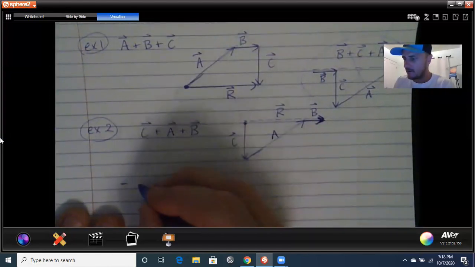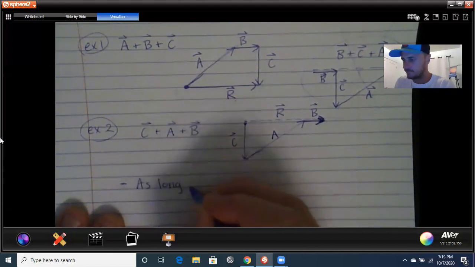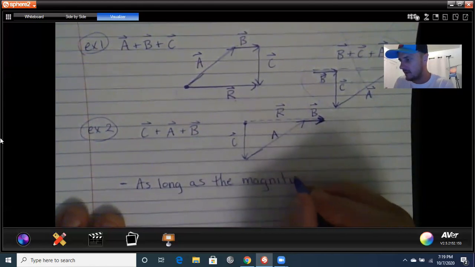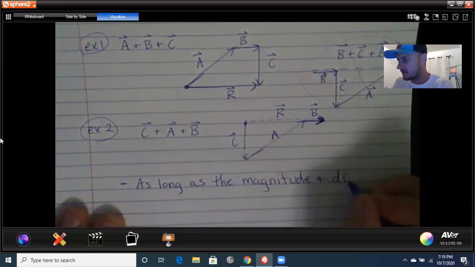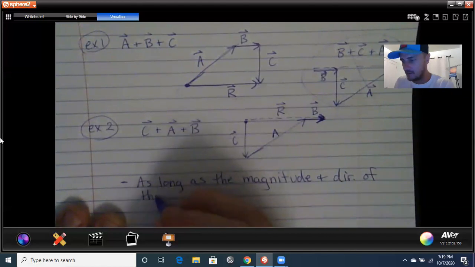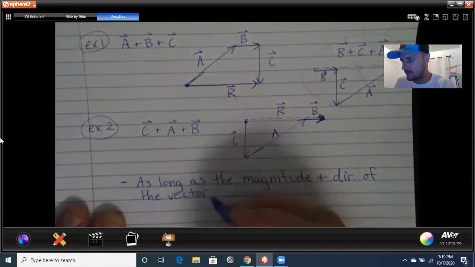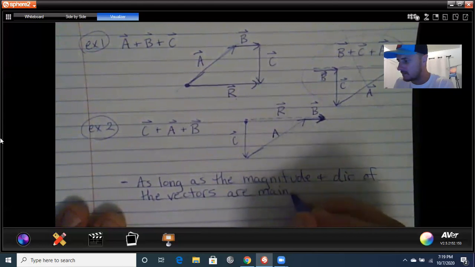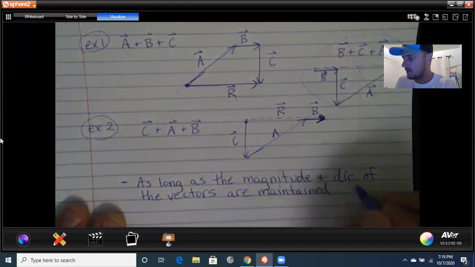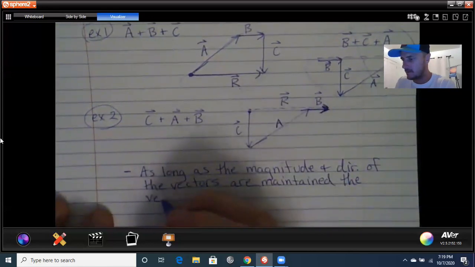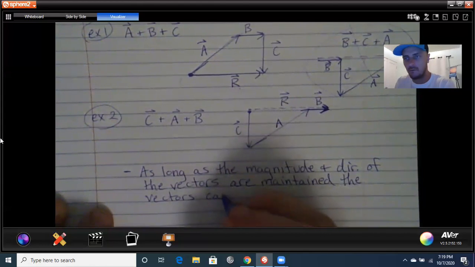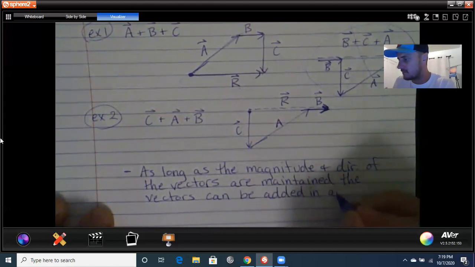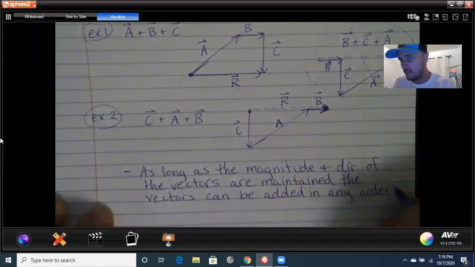We could say, as long as the magnitude and direction of the vectors are maintained, because you have to maintain them, can't change the lengths or the directionality of them, the vectors can be added in any order. Any order, cool, all right.